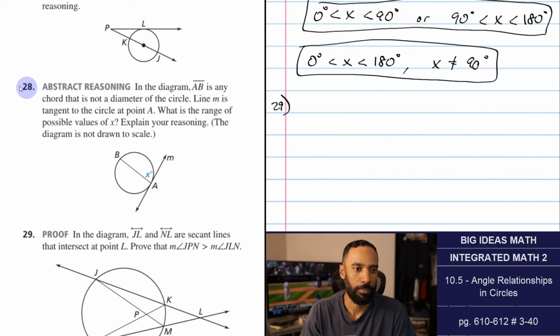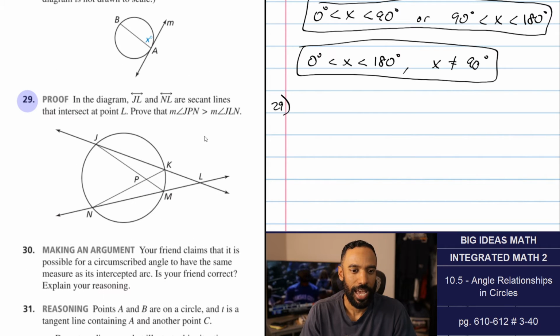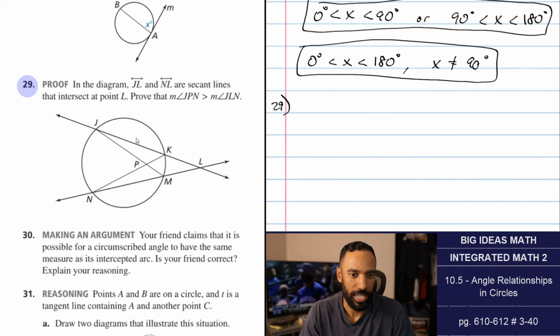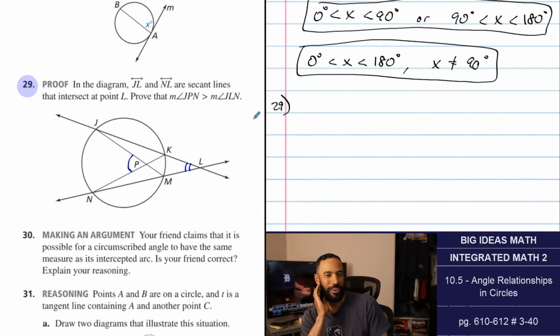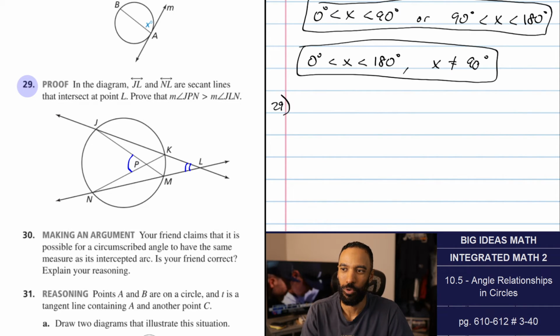All right, number 29, proof. In the diagram, JL and NL are secant lines that intersect at point L outside the circle. Prove that measure of angle JPN, where's that, is greater than measure of angle JLN. Here's JPN, here's JLN. Because it's bigger. Because the farther out you go, the lesser the angle would become.